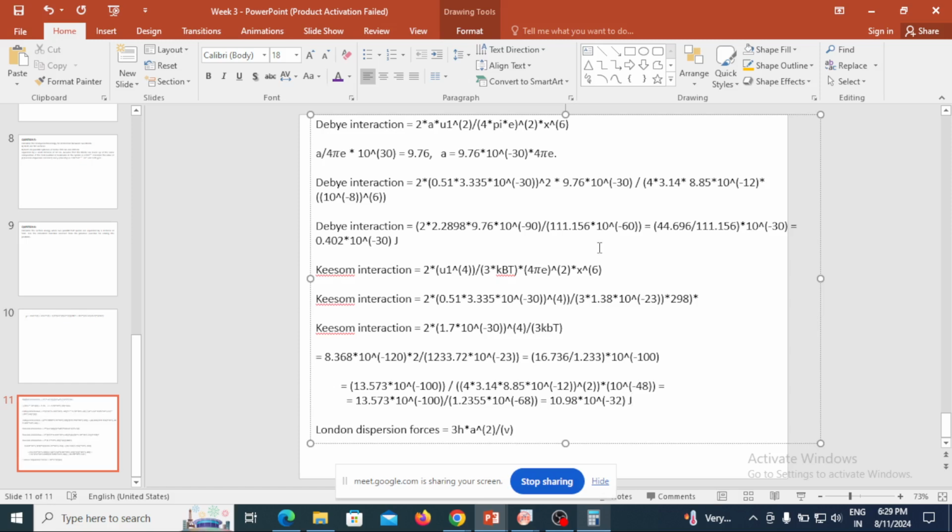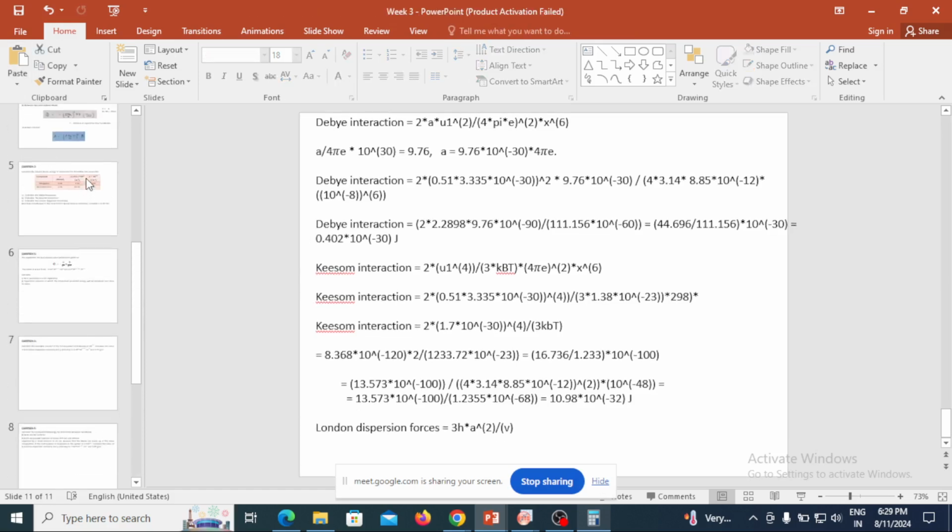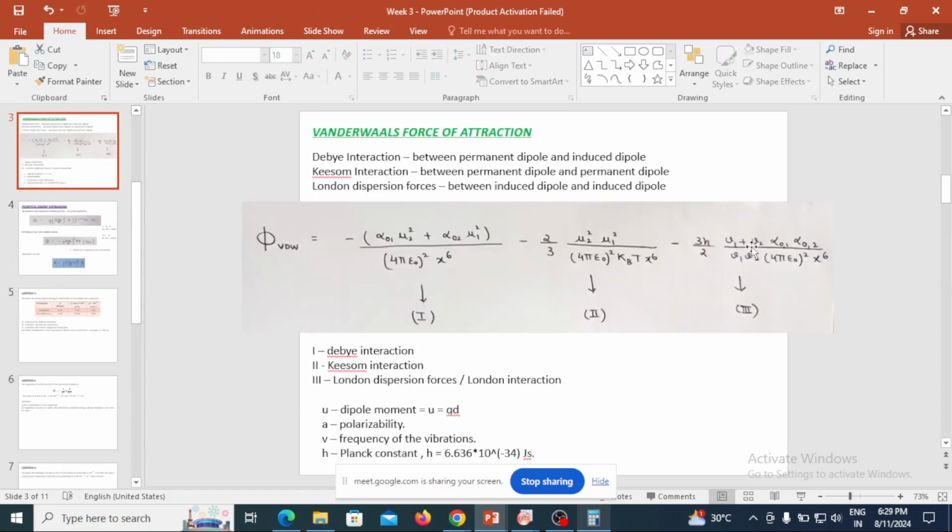So this is the keystone interactions. So that is the reason it's better to be careful, because here we forgot about the term 4 pi epsilon the whole square times x power 6. So be careful. Yeah. So let's go to London dispersion forces.